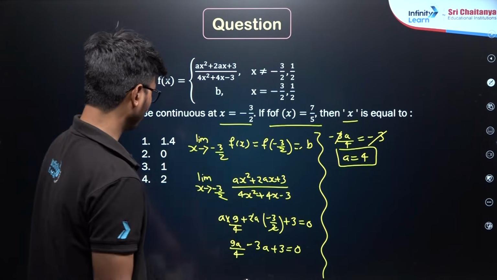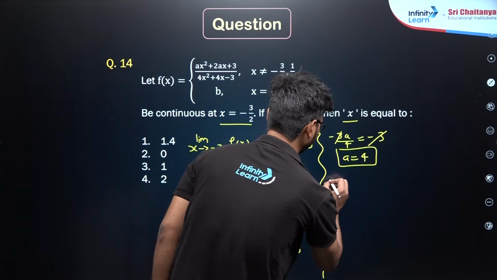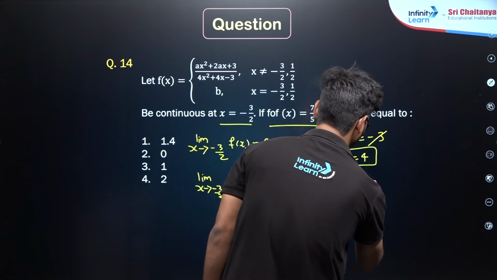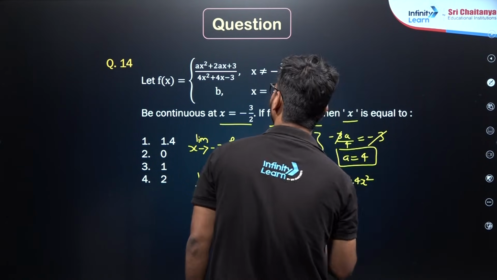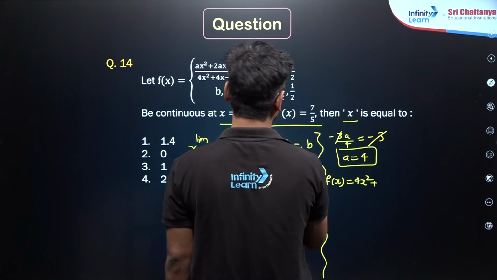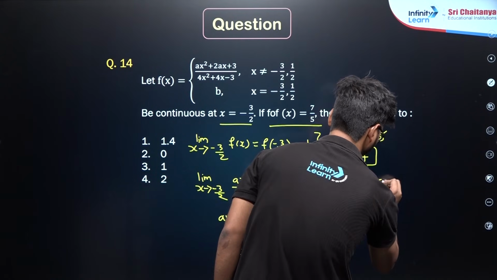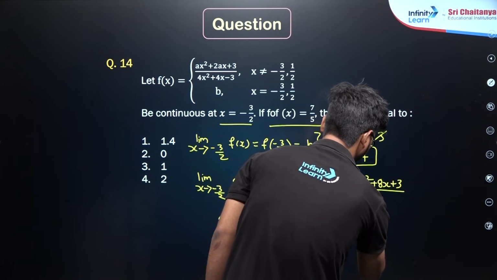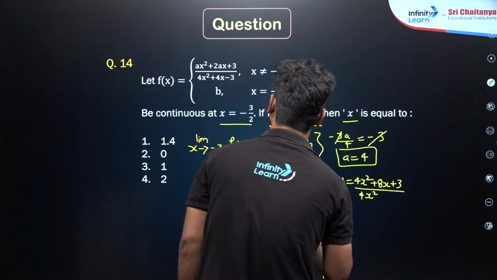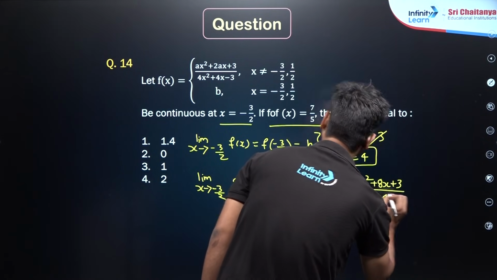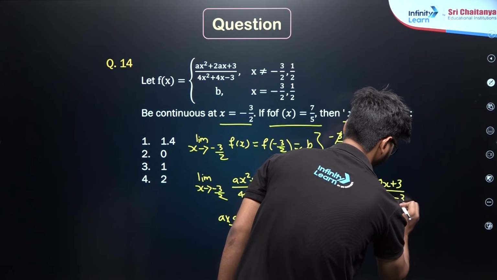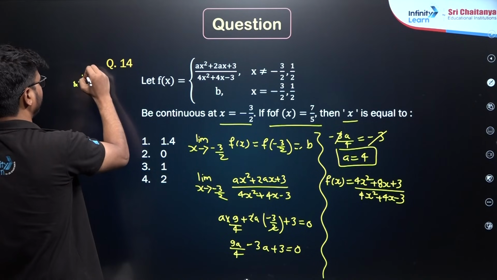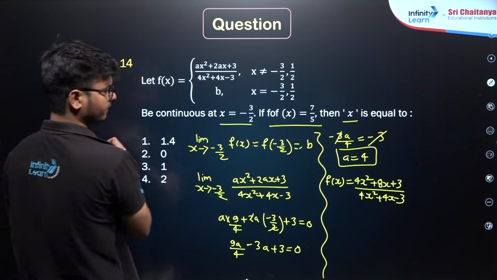Okay. Now if you put the value of a as 4 in the function, I am going to get the function f of x as 4x square plus the value of a is 4, so it will be 4 2s are 8x plus 3 upon 4x square plus 4x minus 3. Okay, let's factorize it. So we are having 4x square plus 8x plus 3.